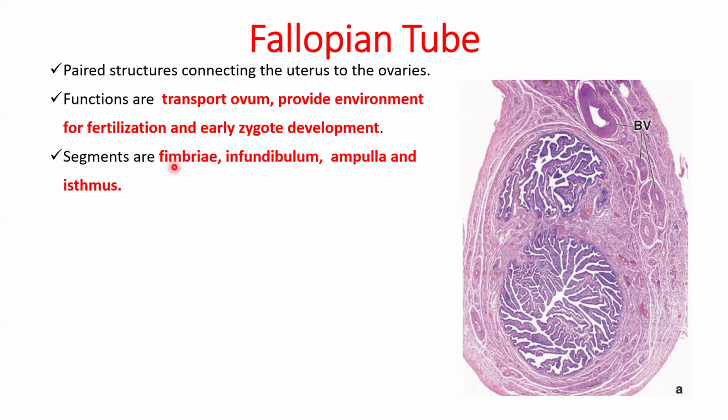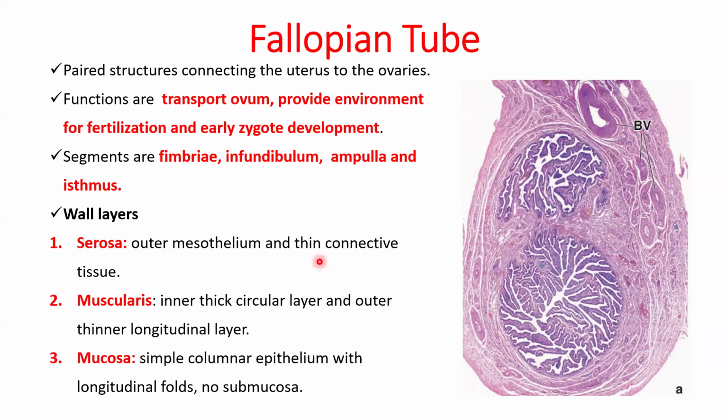Grossly, it has various segments: the fimbriae, the finger-like projections on the lateral ends, the infundibulum, the ampulla, then the isthmus. But fertilization, most of the time, happens around the ampulla or maybe the isthmus of the fallopian tube. In terms of the layers, the fallopian tube will have three layers: a mucosa, a muscular layer, and then a serosa. The muscular layer is the intermediate layer. The mucosa is the innermost layer, and the serosa is the outermost layer.